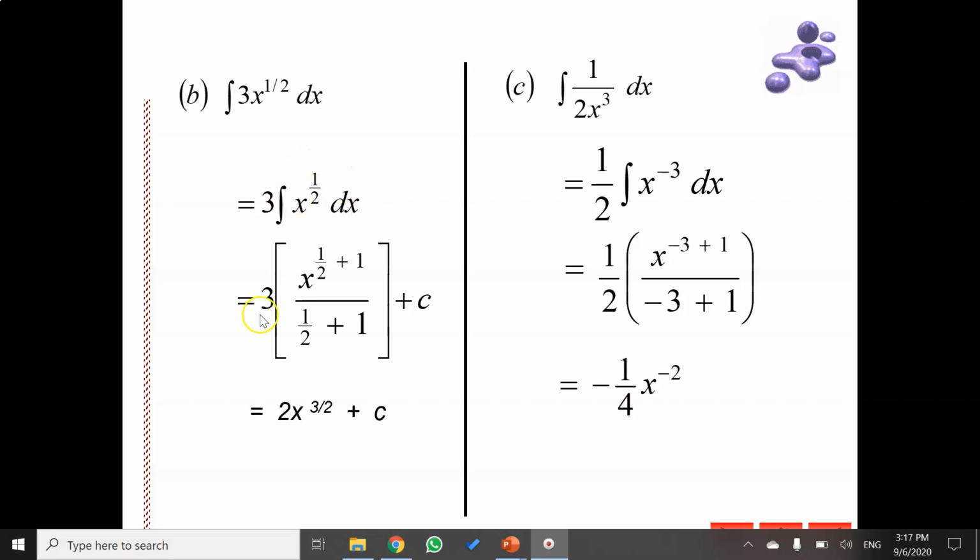Okay, so 3 at the front. Now you have to integrate x to the power of half. Then you will get x to the power of half plus 1, divide by the new power, 1 over 2 plus 1 plus c. Okay, so at the end, when you simplify it, you will get 2x to the power of 3 over 2 plus c. Okay.